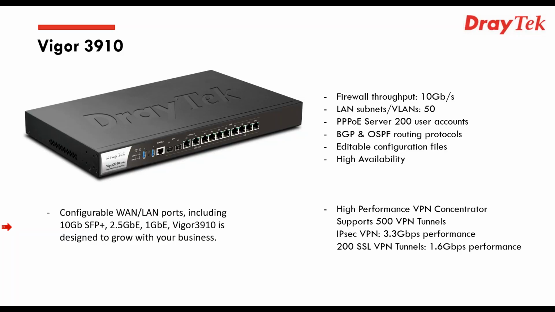And also, this type of device is great for being a VPN concentrator as well, supporting up to a maximum of 500 VPN tunnels. And in terms of performance, we're getting great performance here in terms of the IPsec VPN throughput, up to just over 3 gigabit per second. And when we create SSL VPN tunnels as well, we have just over 1.6 gigabit throughput on the SSL VPN. So key features there, and we'll look into those in a little bit more detail during the presentation.